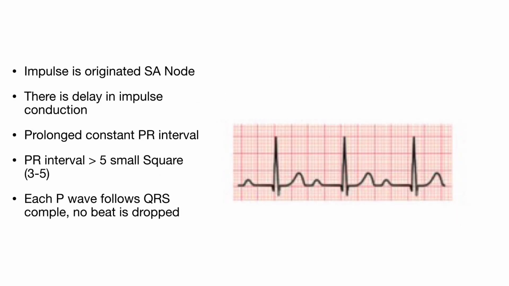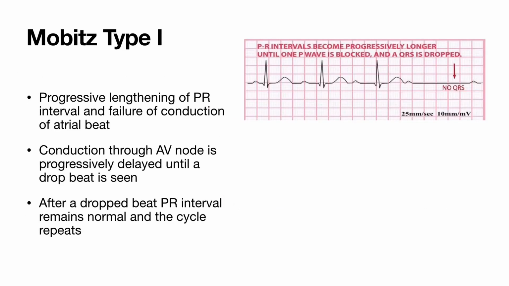Lastly, summarizing today's video for quick revision. First degree AV block has a prolonged constant PR interval of more than 200 milliseconds or more than 5 small squares. Second degree AV block, Mobitz type 1, is one in which the PR interval gets progressively longer before a QRS is dropped. That is, longer, longer, drop. That is a Wenckebach. Wenckebach gives you warning.